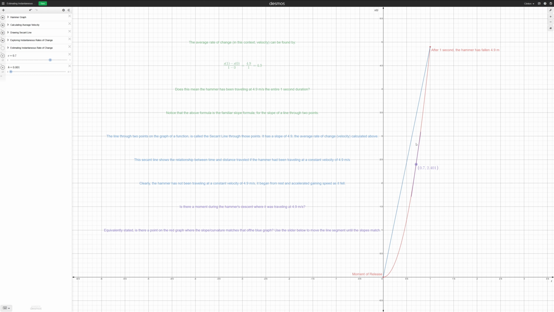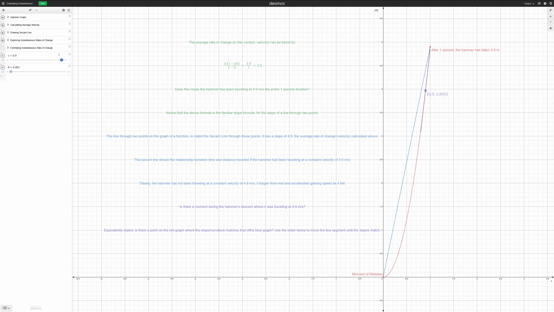Quantitatively, that means that the slopes are equal. So when is there a point on the graph of the red function where the slope is 4.9, the instantaneous slope? The curvature is 4.9. What we can do here is use a slider below, the C slider. Sorry, wrong slider. We can use this slider.